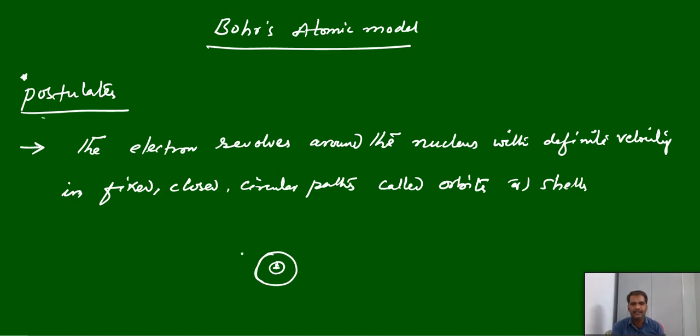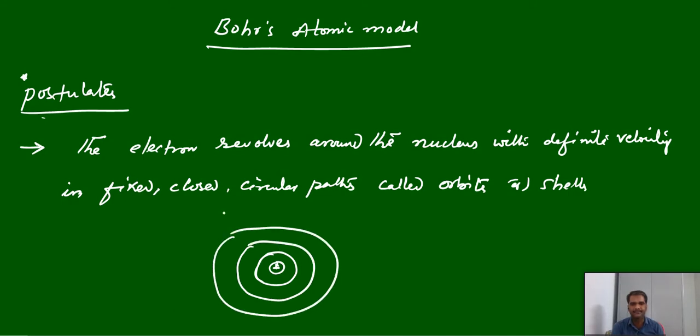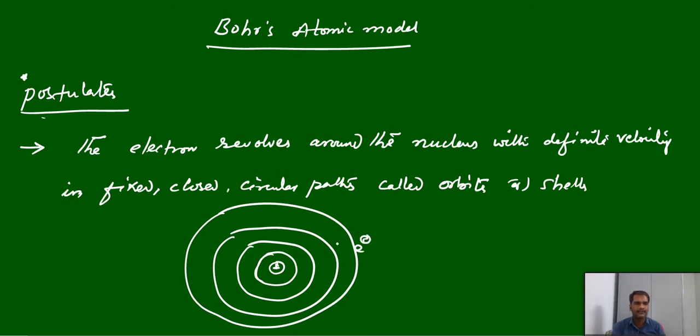For example, here one orbit is there, and here one orbit is there, and here one orbit is there. For example, we have one electron here. This electron can revolve in this fixed orbit only. It cannot revolve here, and it cannot revolve here and here and here. So each electron can revolve in a fixed, closed circular path. The path cannot be changed, the orbit also cannot be changed. These particular paths are called orbits.